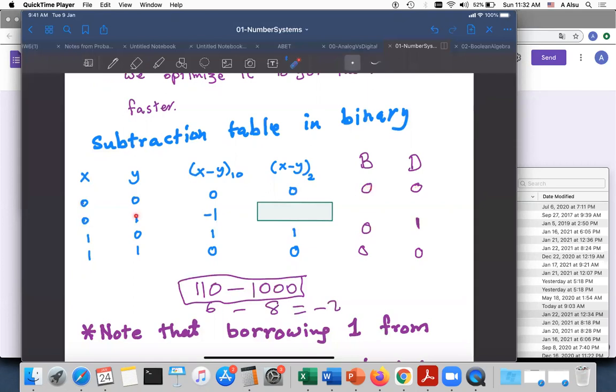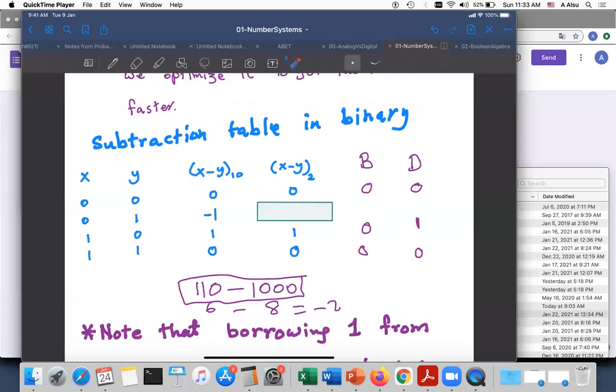Let's skip this for now. Okay, 1 minus 0 is going to be a 1, okay, with a borrow of 0, right? It's 1 minus 0 is 1, simply. The difference is 1, right? Okay, but the borrow is 0 as well. We're just taking record of the borrow because eventually we have to implement this in computers, right? We have to tell the computer whether the borrow is 0 or 1. Okay, and then 1 minus 1 is 0 with a borrow of 0, right?